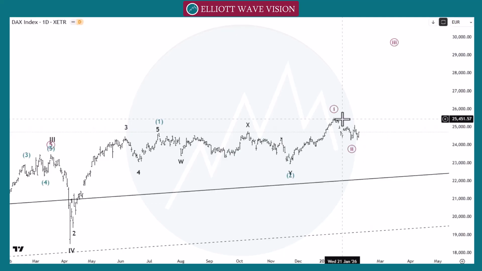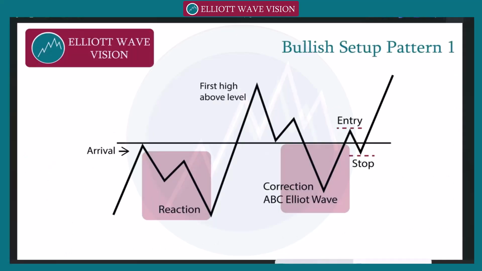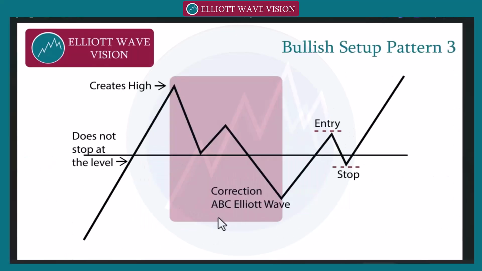At this point, the market gave us the pattern number 3. The market did not stop at 25,000. 25,000 belongs to the medium number, strong number. So let's check the pattern number 3. In pattern number 3, the market does not stop at the level, it directly creates a high. After this high, we need to wait for the correction as a wave A, wave B and wave C.